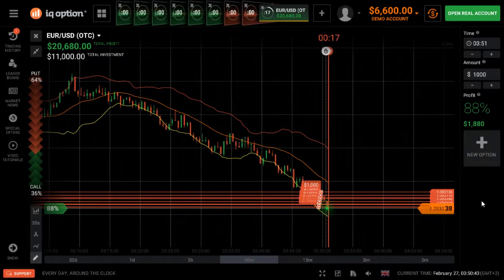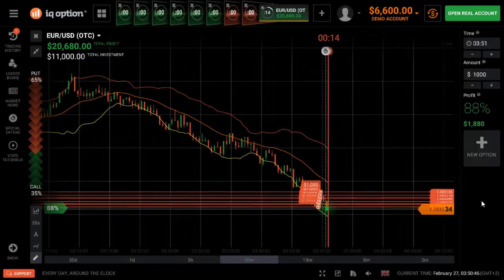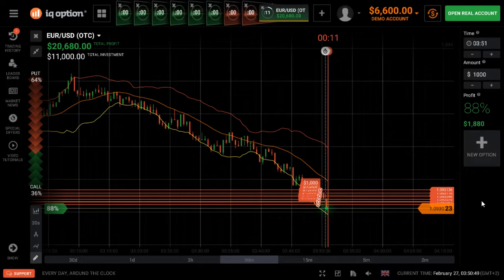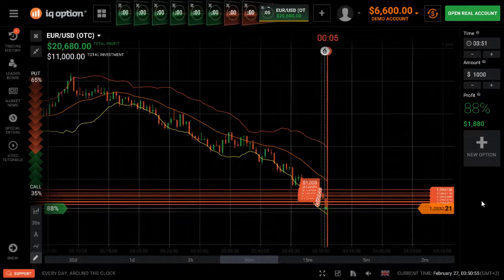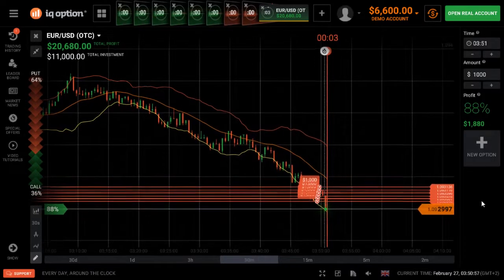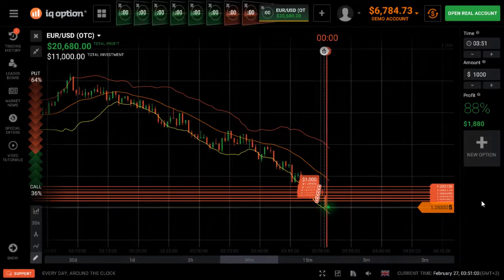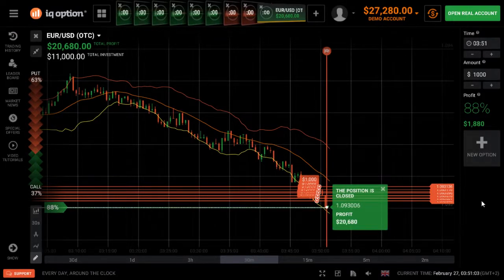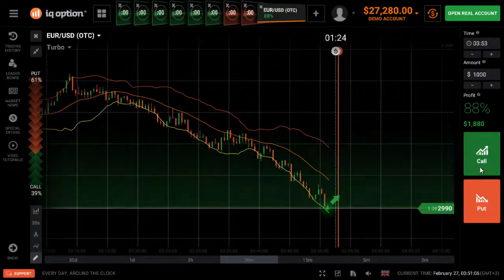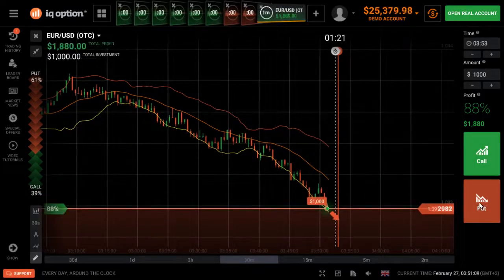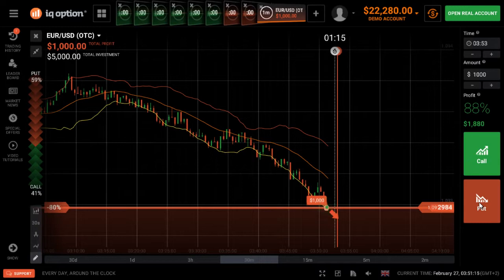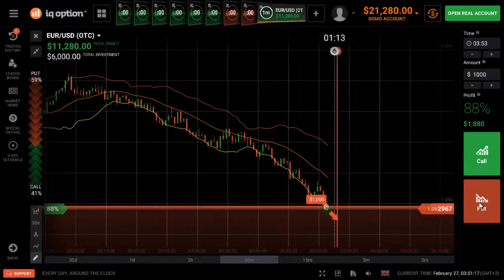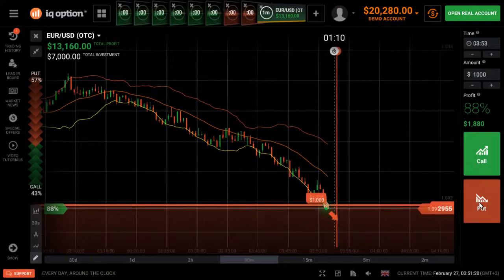So this demo account, if you click that $ sign, if your deposit amount becomes below $1,000, you can add the deposit. So it pretty much works the same way. Now the balance has already become 27,000. I think the previous one I traded like $10,000.